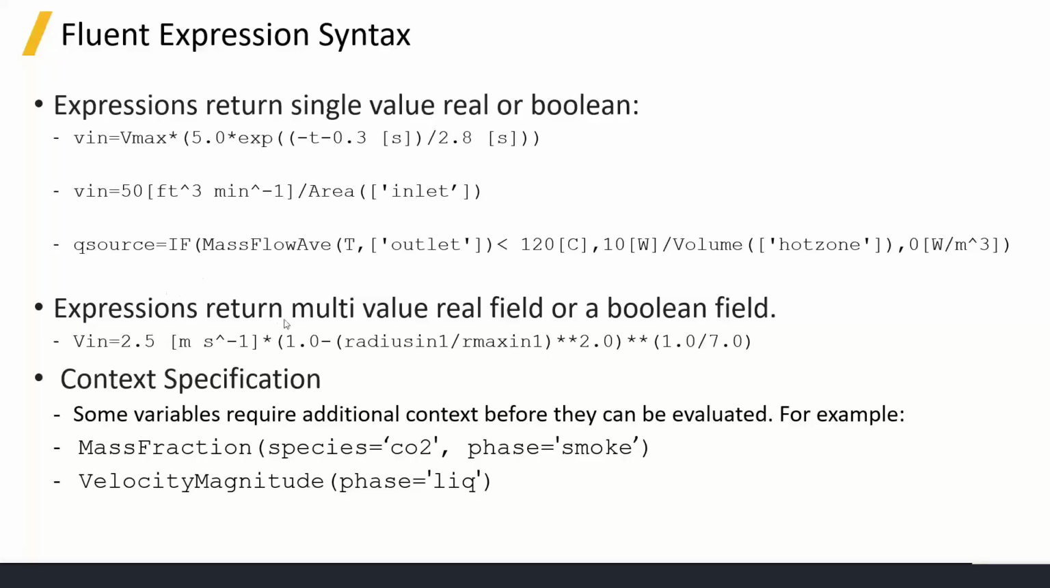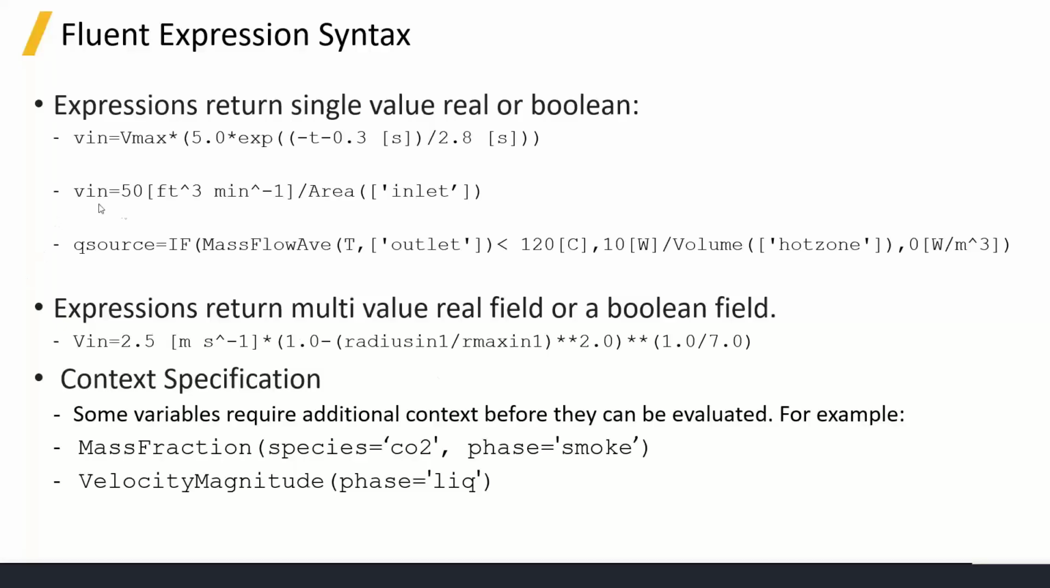They can also be multi-valued. Obviously we need that if we're going to set a boundary condition on a face that's, say, a parabolic flow, then we need to have things which are a function of multiple variables, could be a couple of space variables and time. So we can have a time varying, spatially dependent inlet velocity.